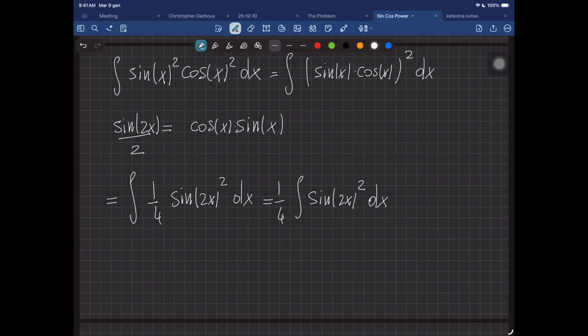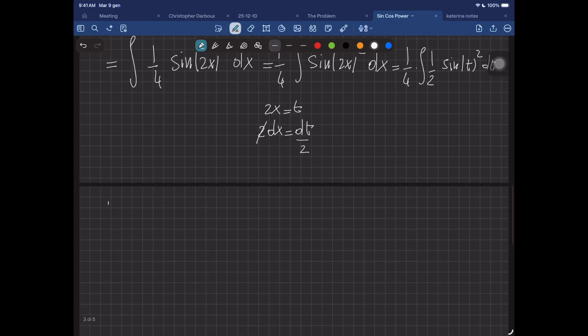Oh, wait a minute. If I do this substitution, 2x equal to t, what do I get? Well, if I do that, now I have 2 dx is equal to dt. I can simplify the 2 on both sides, and now I can rewrite this integral as 1 over 4 times the integral of 1 over 2 times the sine of t squared dt, which again I can rewrite as 1 over 8 times the integral of the sine of t squared dt.